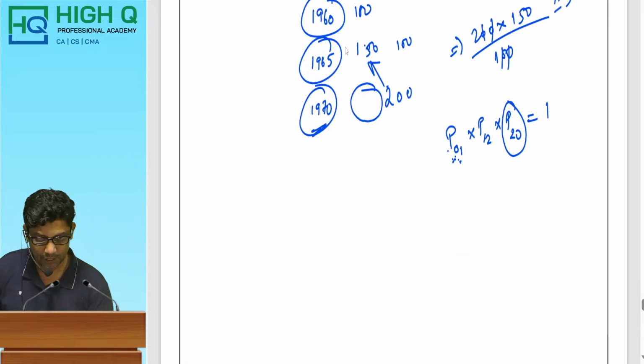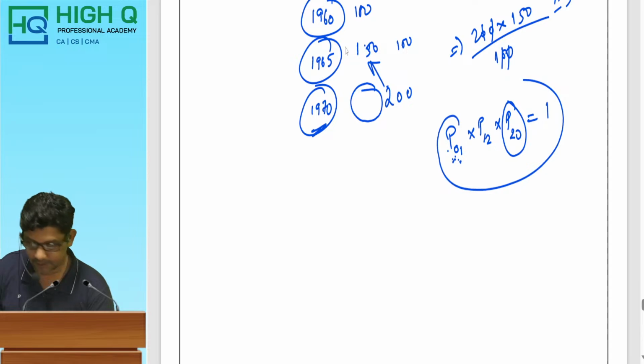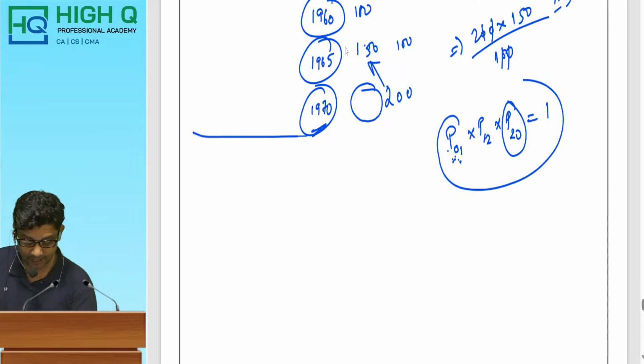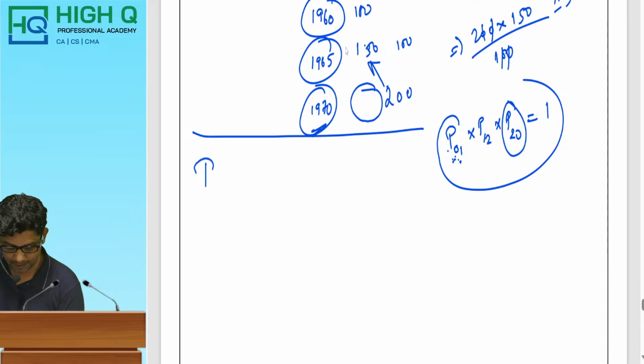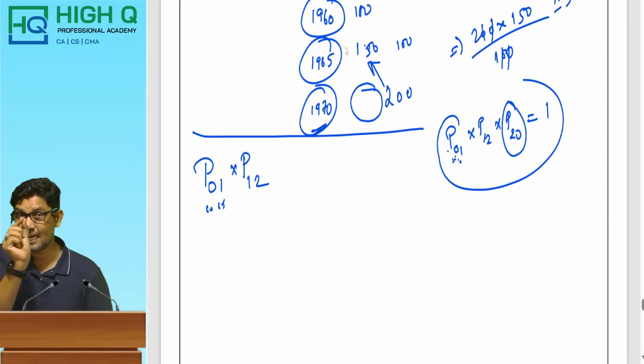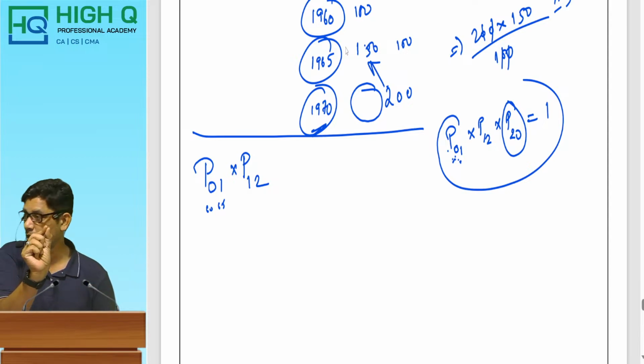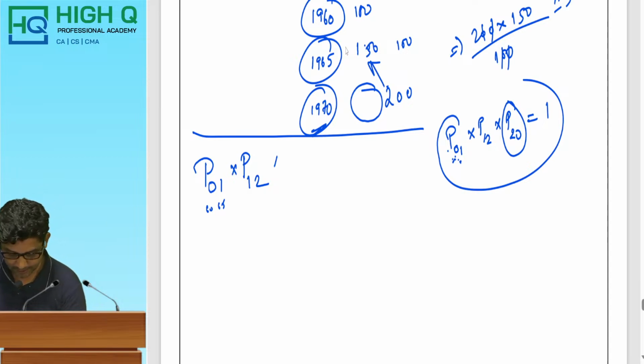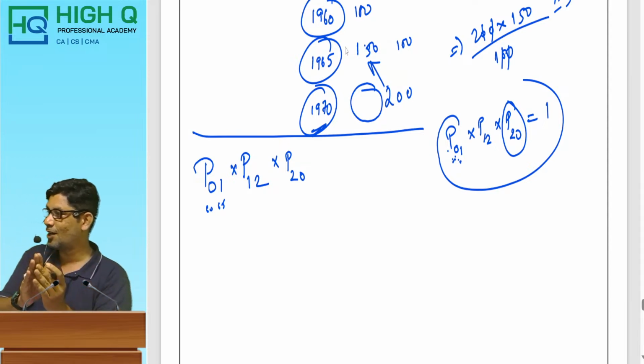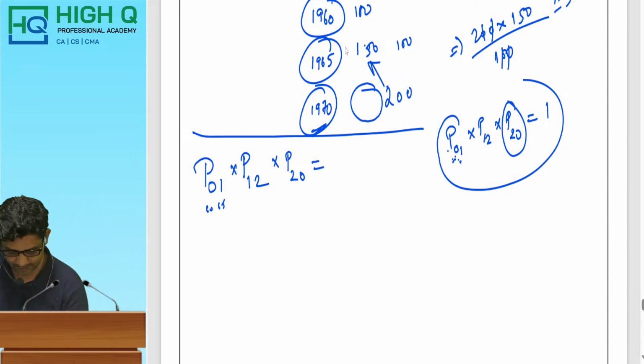Look at this, I'll tell you. You all understand what I did? See, one is splicing index number method. The other method is P01. What is P01? 1965 index based on 1960 into P12. What is meant by this? 1965 index based on 1970 into P20. What is it? 1960 index based on 1970, which is equal to 1.